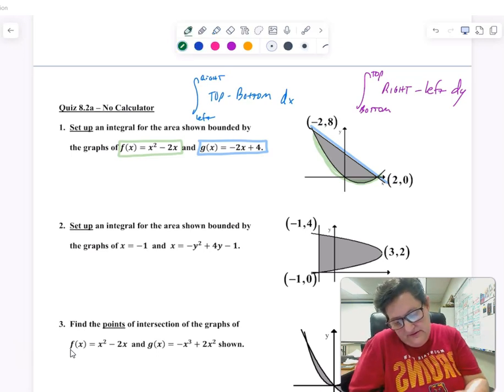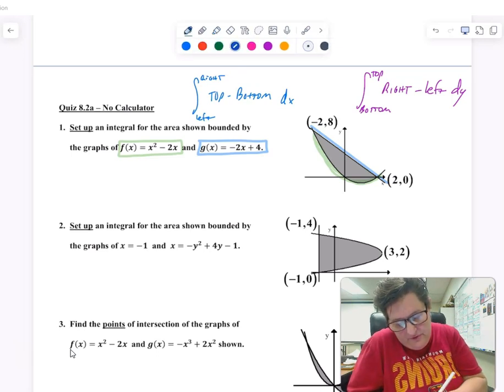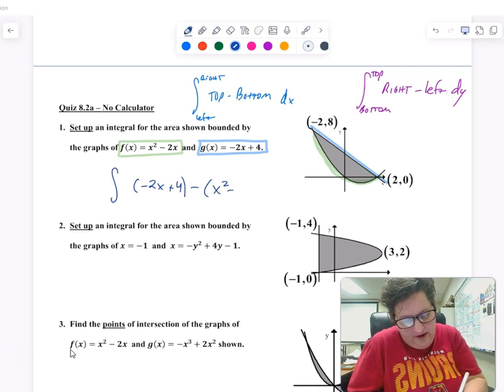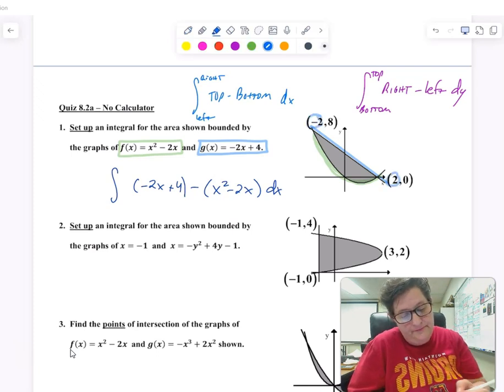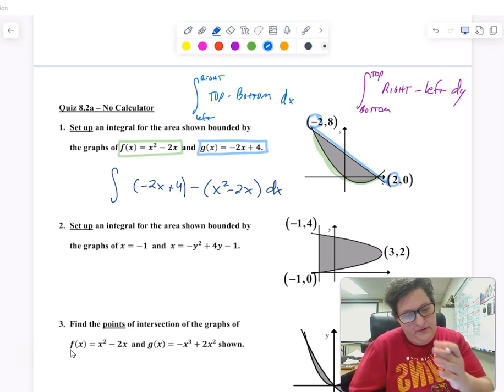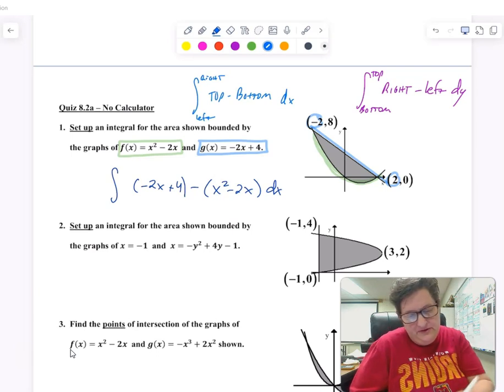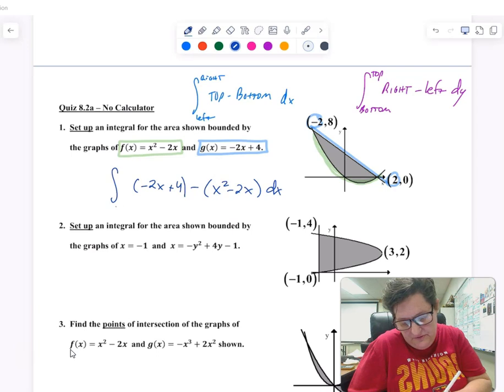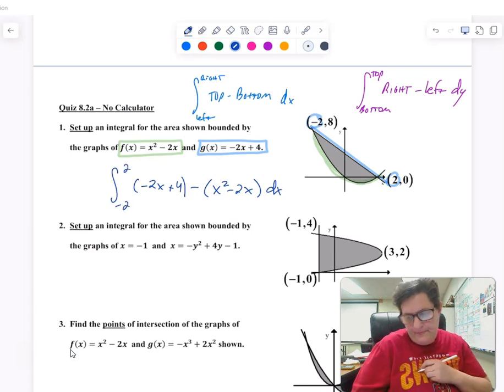So, set up. I am only setting up, you guys. I'm not integrating this. The one on the top is the line, so it's negative 2x plus 4. The one on the bottom is the parabola, x squared minus 2x. And we go from x coordinate to x coordinate when we do dx, all right? Because we're going top to bottom, left to right. So this one's going to be negative 2 to 2, okay?